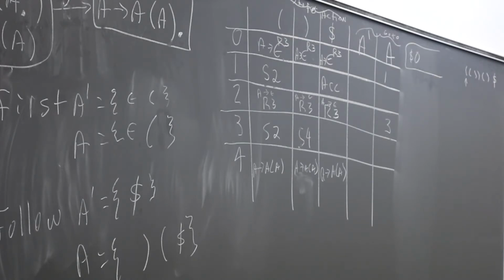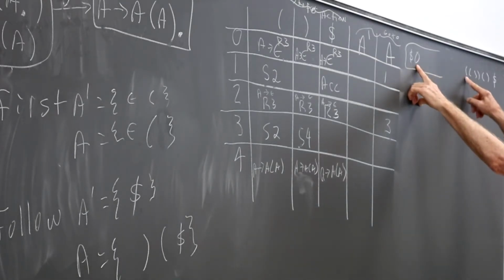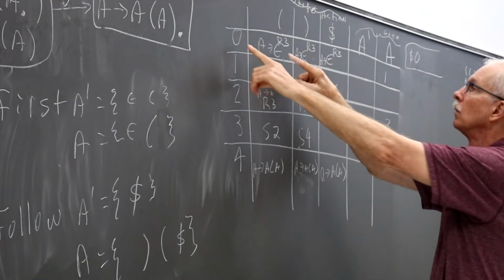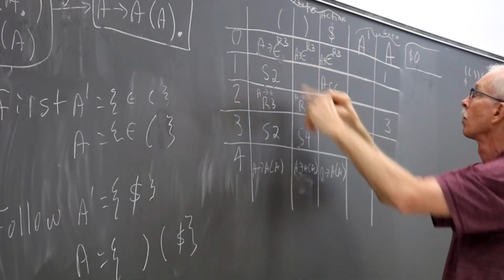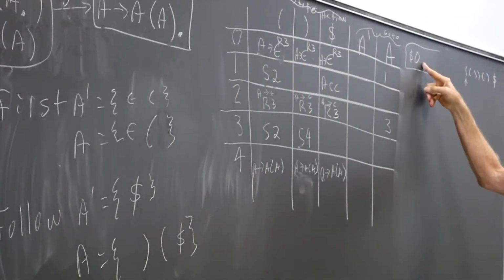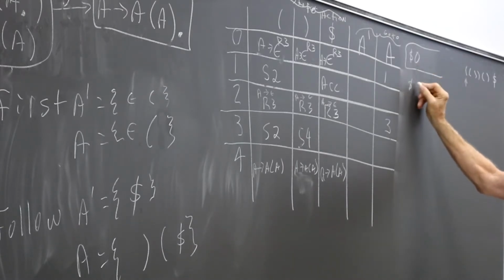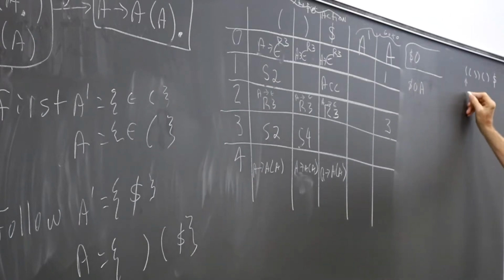SLR(1) says we get to look at the current token. And now we parse like we did on Tuesday. So I look at row 0, column left paren. Row 0, column left paren says reduce A goes to empty. So I pop off the empty and I push on an A. So I get $0 A, paren, dollar. I popped the empty and pushed on the A. I reduced A goes to empty.